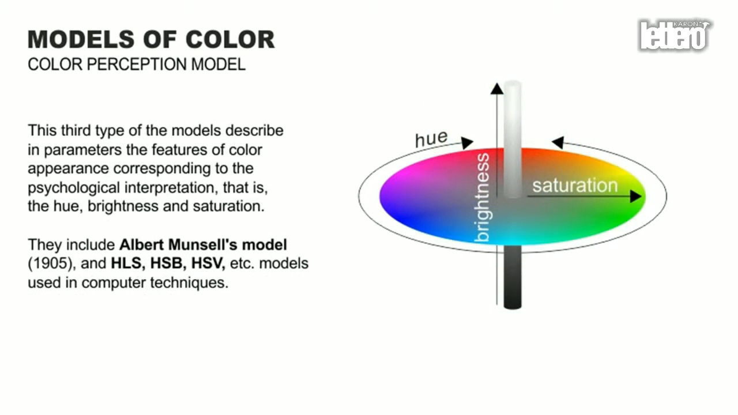Colour perception model. The third category of model describes the characteristics of a colour sensation in parameters corresponding to its mental interpretation, namely in terms of hue, brightness and saturation. This category includes Albert Munsell's model of 1905 and the HLS, HSB, HSV, etc. models used in computer techniques.